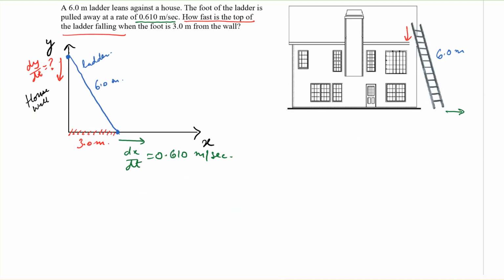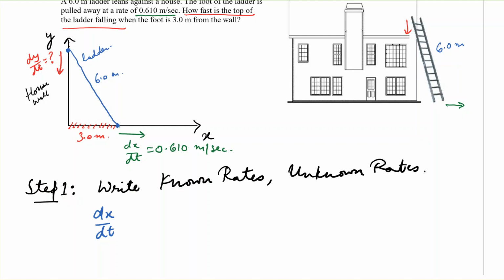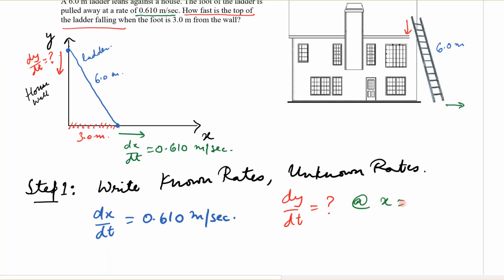All right, let's follow our steps to solve the problem. Step number 1 is to write any known and unknown rates. Here we are given dx over dt is 0.610 meters per second, and the unknown one we want to find is dy over dt. We're going to find this when x is 3 meters.